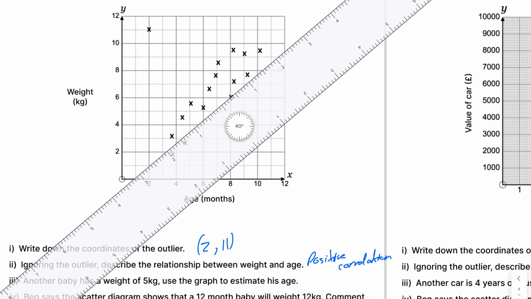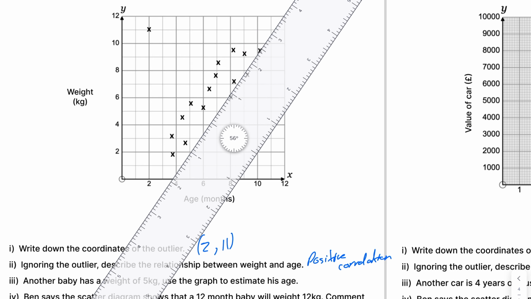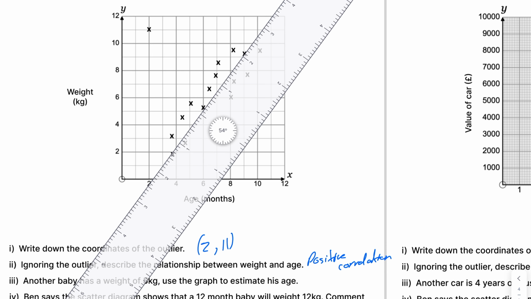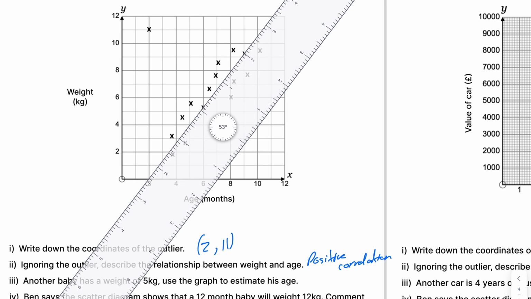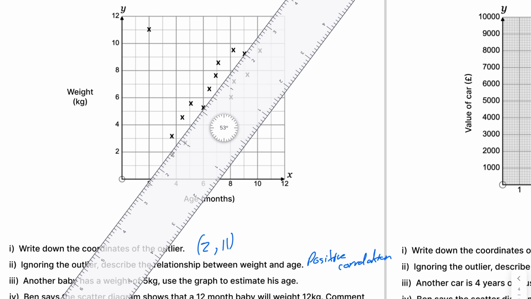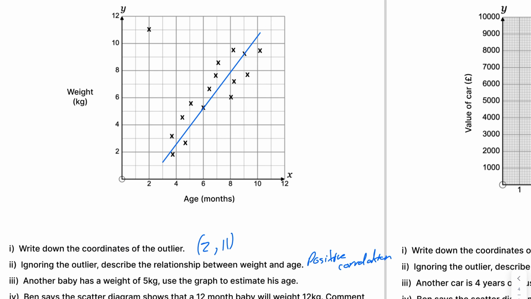Now I'm going to do this properly. The way you're going to do it is you're going to get a ruler. You're going to draw a line that crosses through the middle of most of the points, so it has roughly the same number of points above and below the line. If I put that in, the answer will have a range. So there's my line of best fit. Get rid of the ruler.